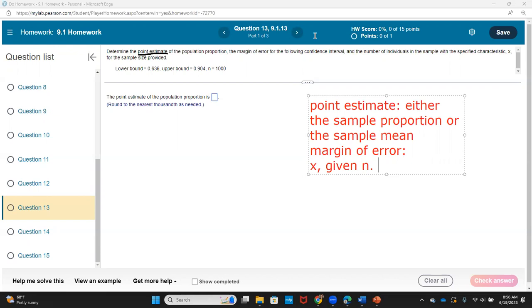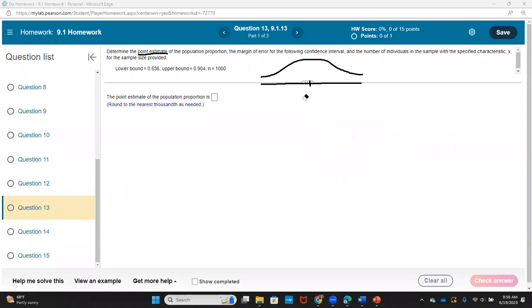So there's a lot going on here, and I just want to make sure we can go through each piece and make sure it makes sense. First things first, it says that the lower bound is 0.636 and the upper bound is 0.904. They don't tell us what the confidence level is, like 95% or 98%. It doesn't even really matter for this particular question. It's a proportion, so the sample proportion is going to be right in the middle. That is what they're asking us to find.